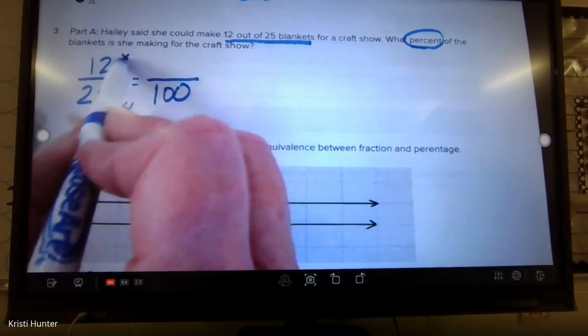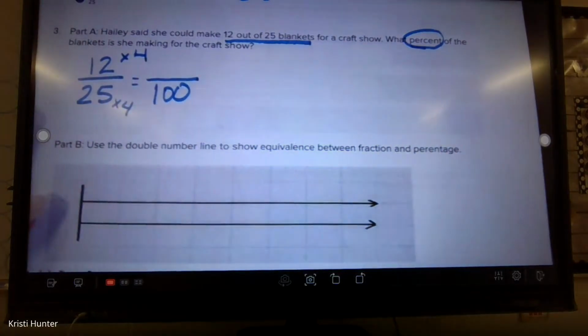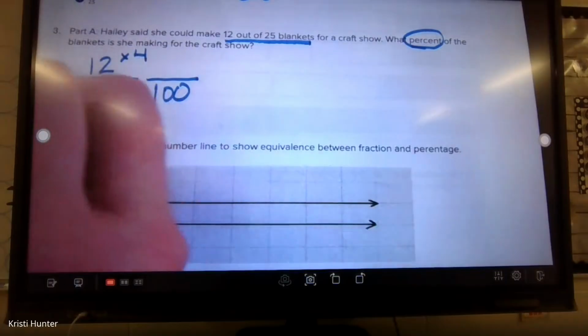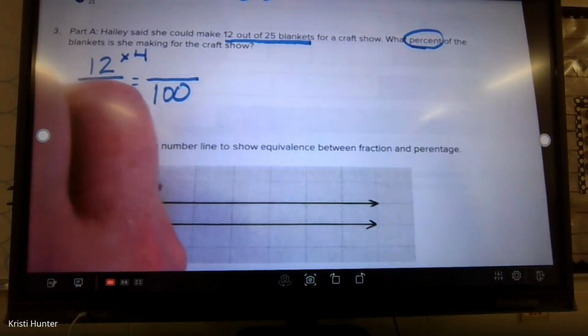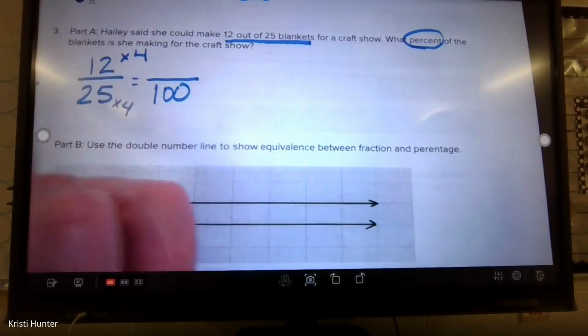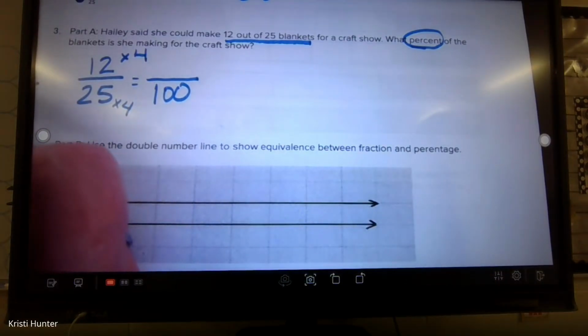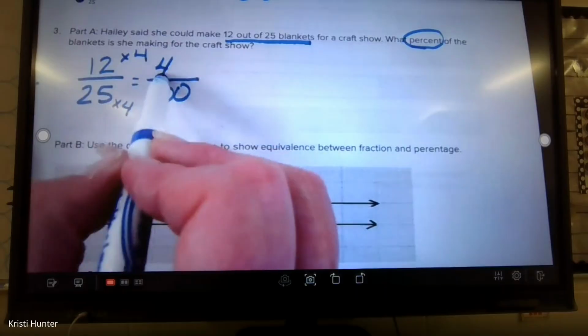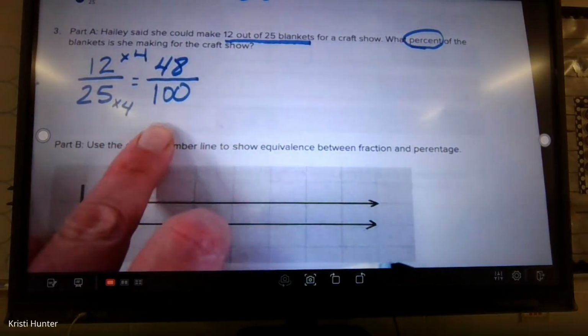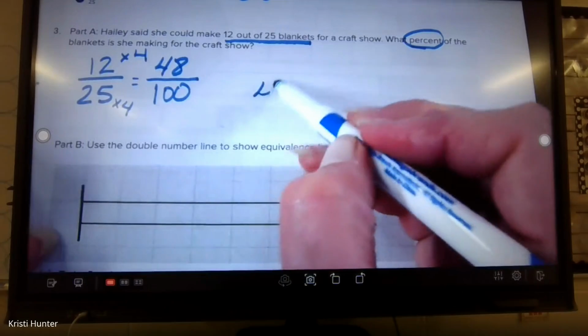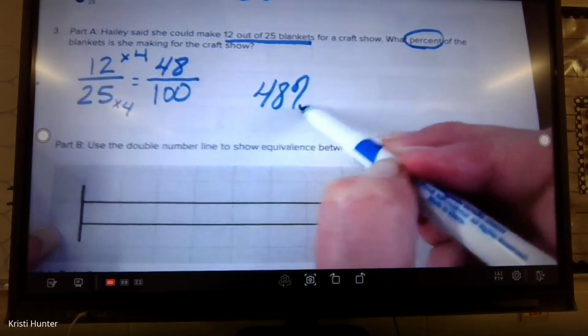So now I have to take 12 times 4. If you don't know 12 times 4, you can just work it out at the side. 2 times 4 is 8. 4 times 1 is 4. So we get 48 hundredths, or 48%.